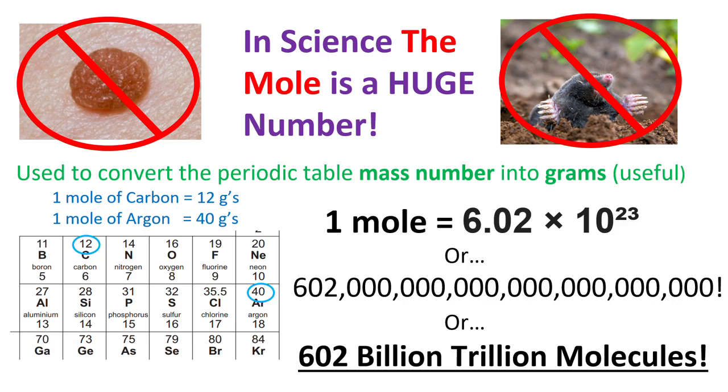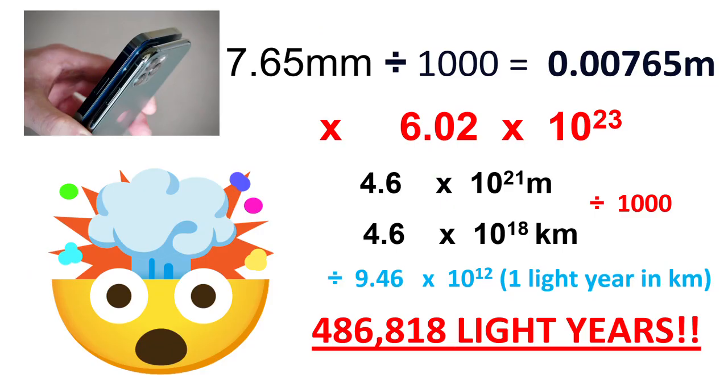1 mole is 6.02 by 10 to the 23. You need to remember that number for your exam. It's 602 billion trillion molecules. It's just a ridiculously huge number. So it turns the periodic table into grams.